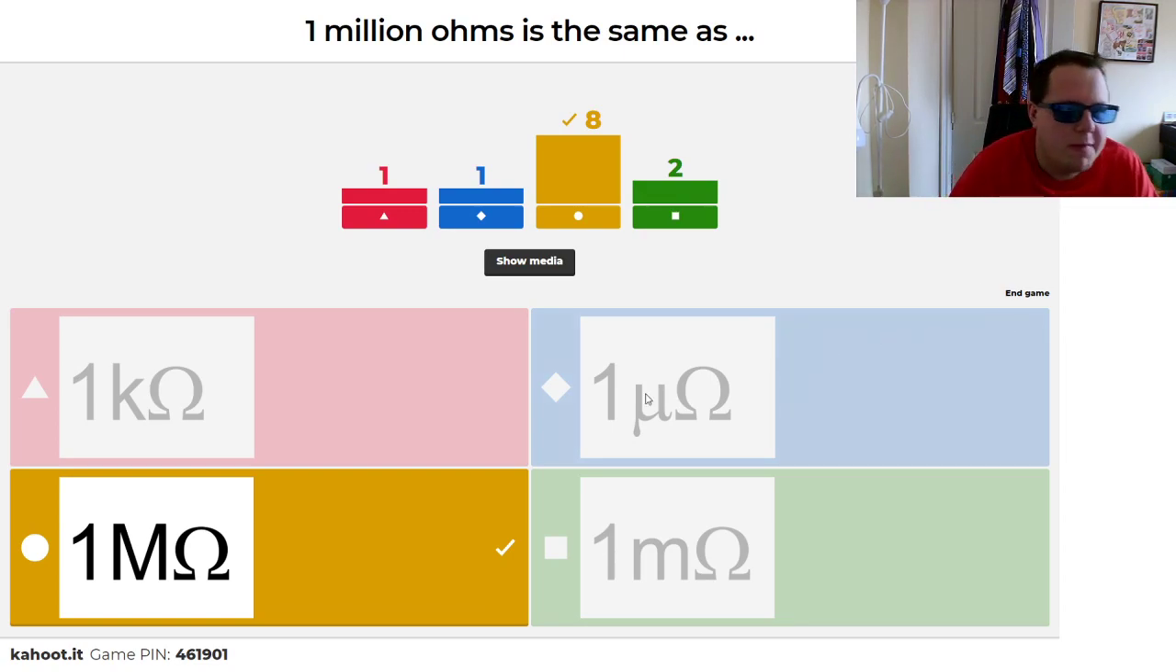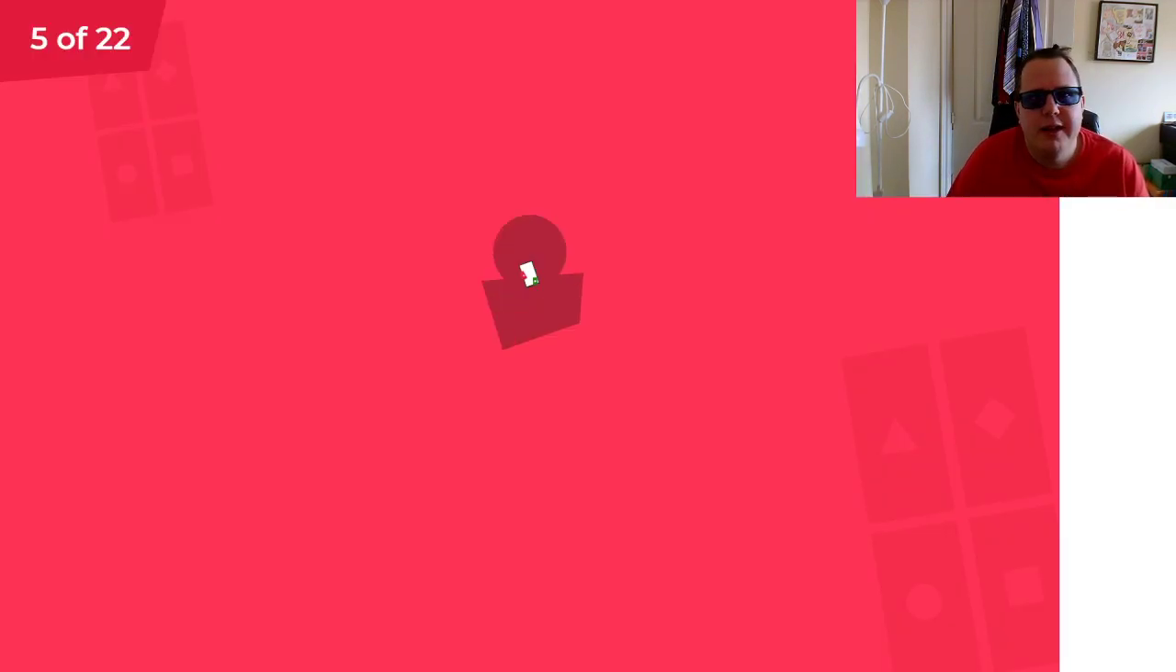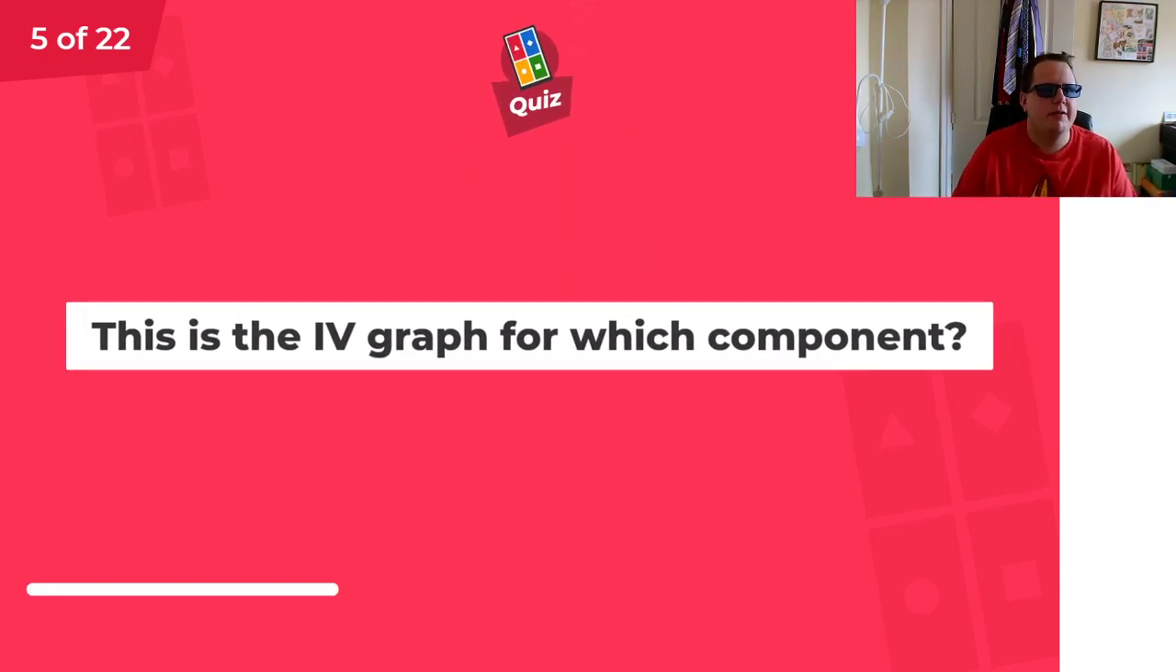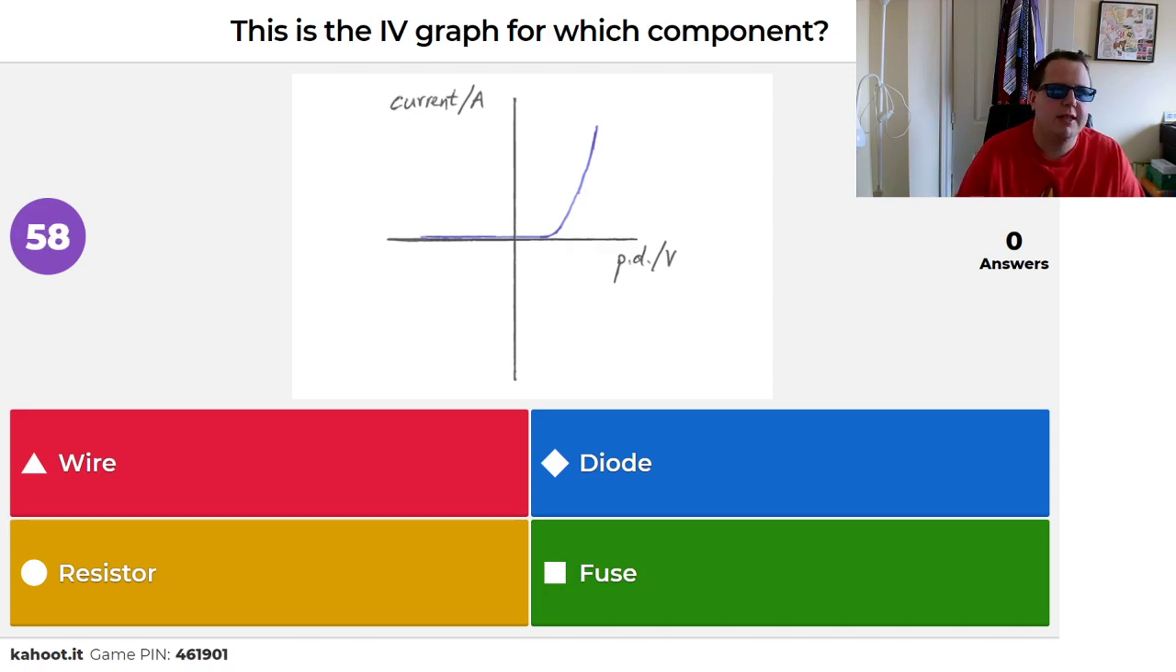Well done. 1 million ohms is 1 megaohm, with a capital M and then the symbol. This would be milliohms with a little m, so take care of this. This is micro ohms, and kilo ohms. Well done to those 8 people. What's that done to our scores? Hello is still top of the pile, then Parry, then Soggy Biscuit. Okay, question 5. This is an IV graph, and for which component?